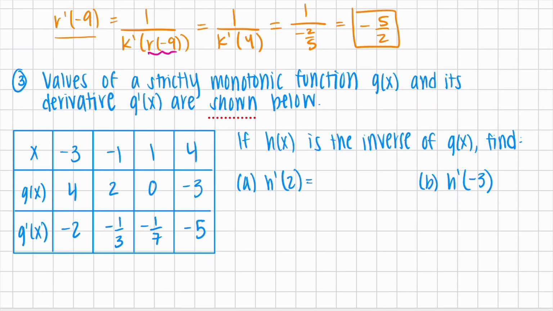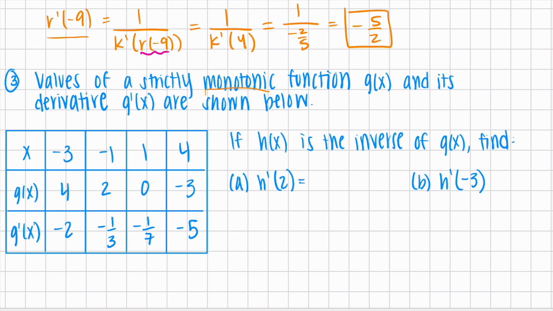They could also give you a question like this where you have to pull values from a table. So that's what we have below. It says values of a strictly monotonic function g of x and its derivative g prime of x are shown below. It's saying monotonic. Monotonic means that g of x is always increasing or it's always decreasing. And they're telling you that because that means that g of x is 1-to-1, which means that it has an inverse. Below, they're saying if h of x is the inverse of g of x, find these two values. So I want h prime of 2. I'm going to go directly to my formula, 1 over g prime of h of 2.